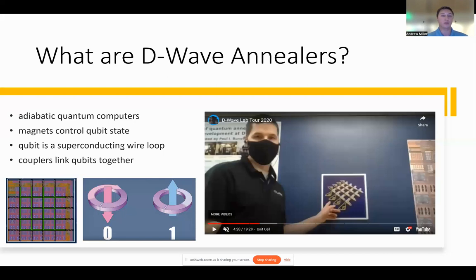And then in order to achieve entanglement, you use what they call couplers. I don't know the physics behind how they couple things or how they work, but that's a basic understanding of what DWave Annealers do. And you can watch the videos in the slides and get a better idea.